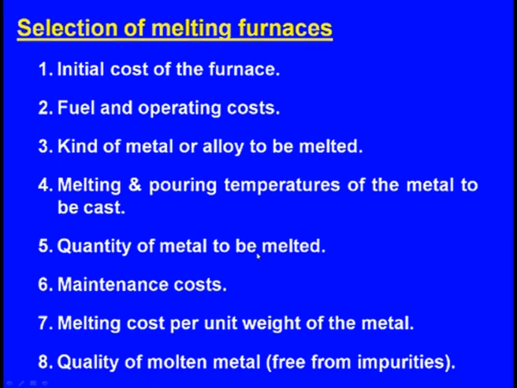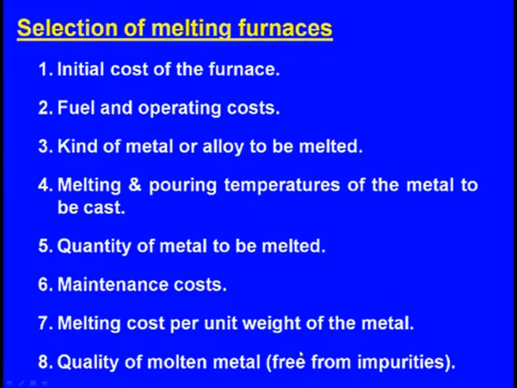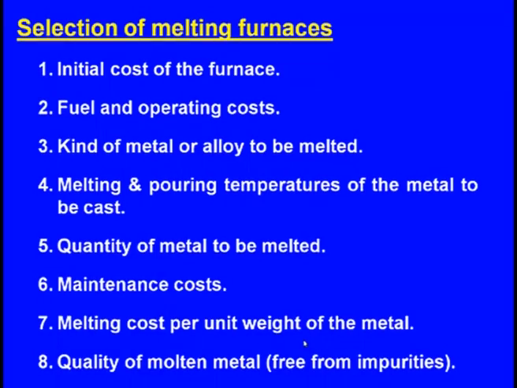Next one, quantity of metal to be melted. We know that a cupola furnace can be used for melting large quantities, whereas an induction furnace can be used for melting small and moderate quantities of charge. So what is the quantity of metal to be melted? Accordingly, one has to choose the furnace. Next one, maintenance costs. This is another important factor. Next one, melting cost per unit weight of the metal. How much is the melting cost per unit weight of the metal? So this is another important factor. Next one, quality of the molten metal. What is the quality required? Do you require high quality molten metal? Then certainly cupola furnace is not the right choice. Maybe induction furnace is the right choice.